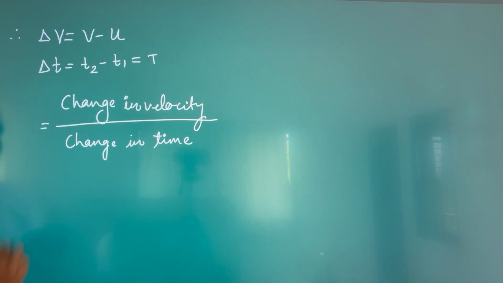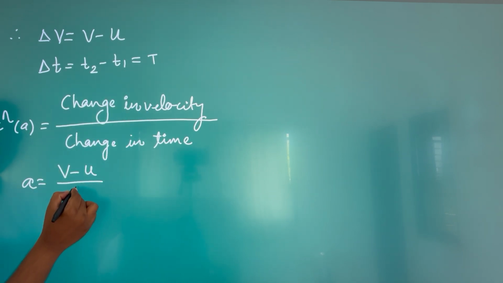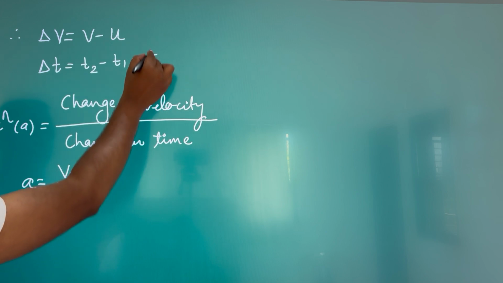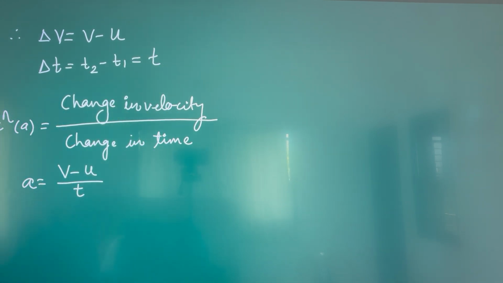Okay, change in velocity upon change in time, we get an acceleration. This is called the acceleration and denoted by a. Therefore, a equals change in velocity, v minus u, upon small t. We will consider small t. Okay, therefore we get this equation.